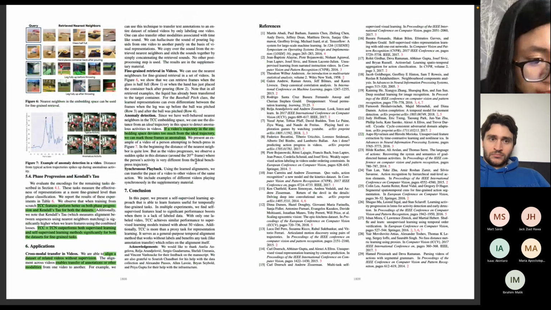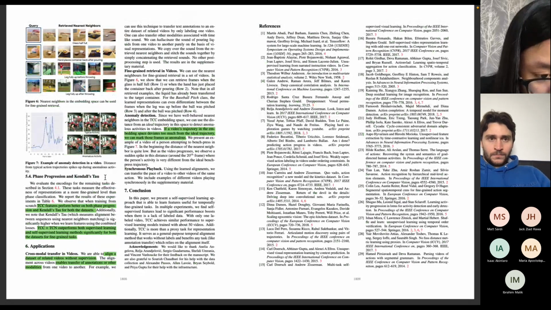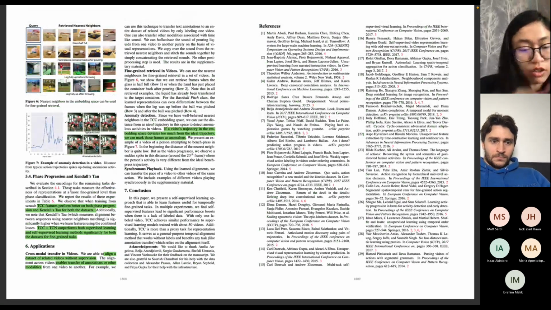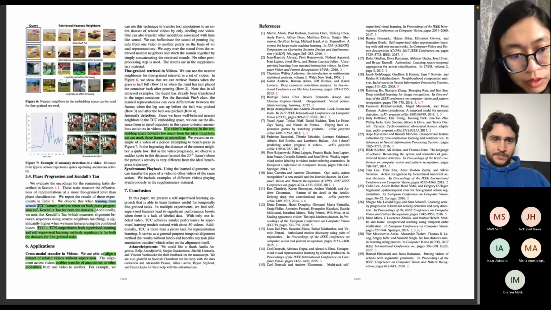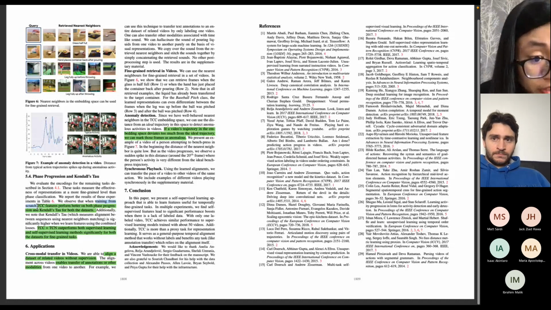And for the phase progression and the candle style, they figured out that TCC performs better, but I forgot about this one. Okay, so when training from scratch, I just focus on this one. When training from scratch, TCC performs better on both datasets, pouring and the pen action, for both phase progression and candle style.